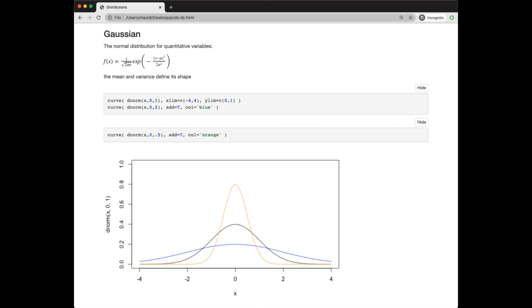The first line in the graph has a mean of 0 and a variance of 1. That's the black line. The blue line has the same mean but a variance of 2, and the orange line has a variance of 0.5. Different means would shift the curves right or left. The variance indicates how sharp or flattened out the curve is.